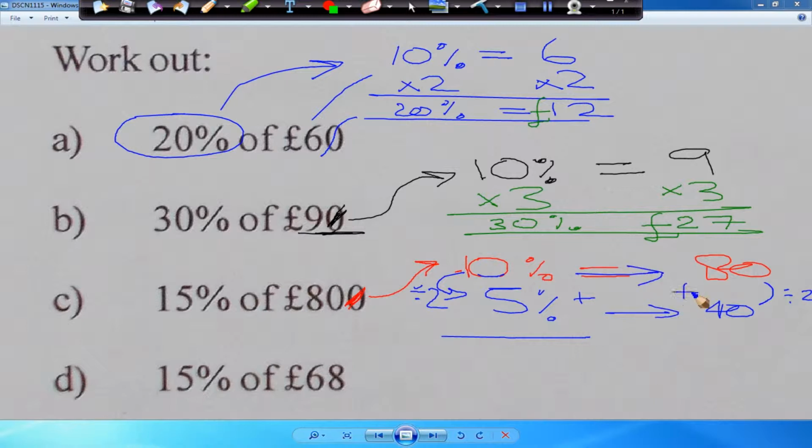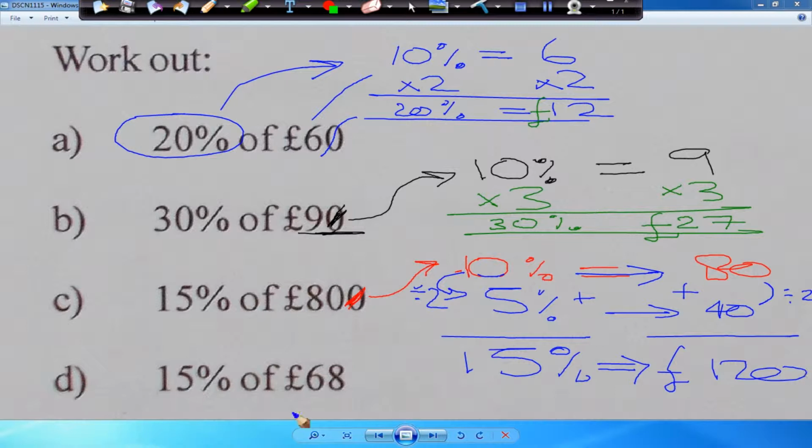And then what we do, we add them up. We add everything up. 10 add 5 is 15 on the left hand side. Then we do 80 add 40 on this side. That'll give us 120 pounds. So what we do, we're working out our percentages using number bonds.